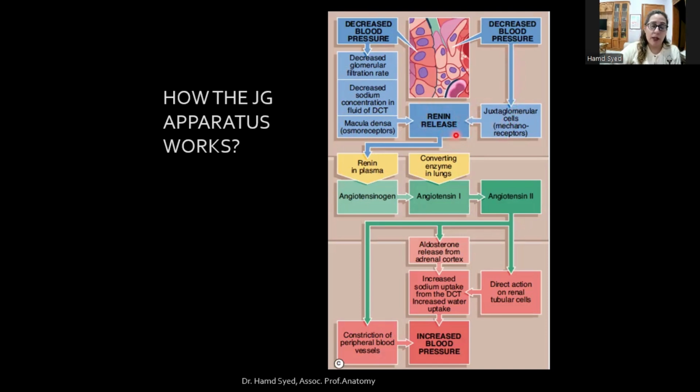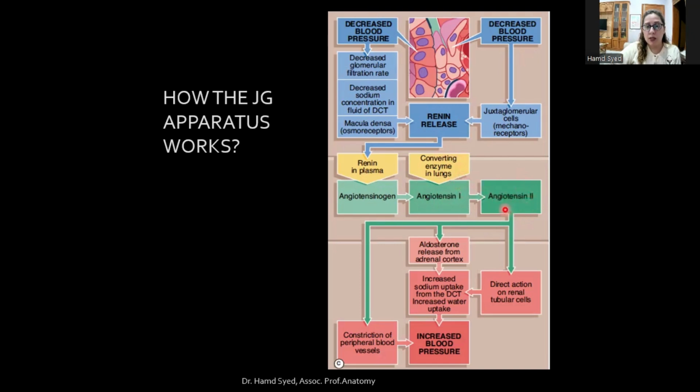Now, what is renin? Renin is a protease. It means it's going to cleave a protein which is known as angiotensinogen. It is a plasma protein. It's going to cleave it into the decapeptide, which is angiotensin 1. Angiotensin 1 is then going to be converted into the active form angiotensin 2 by ACE, angiotensin converting enzyme, found in the lung capillaries.